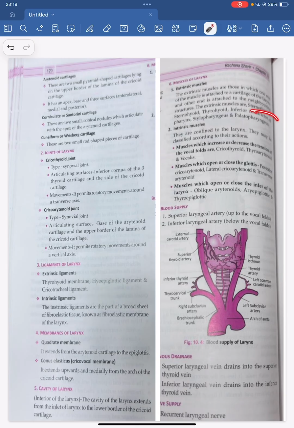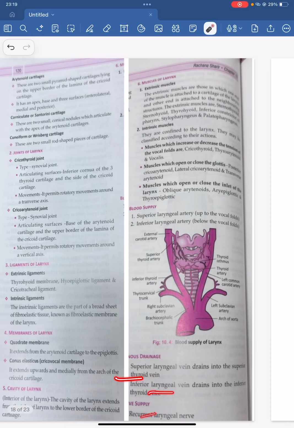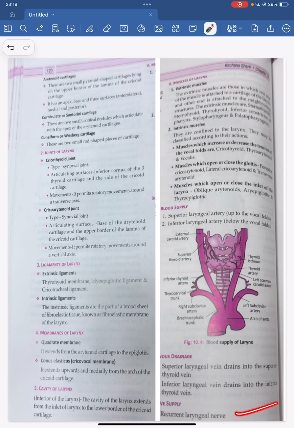Extrinsic muscles are sternohyoid, thyrohyoid, inferior constrictor of pharynx, stylopharyngeus, and palatopharyngeus. Intrinsic muscles can be classified according to their action. Blood supply will be the laryngeal artery, superior and inferior. Venous drainage will be the laryngeal vein, superior thyroid vein, inferior laryngeal vein. Nerve supply will be the recurrent laryngeal nerve.